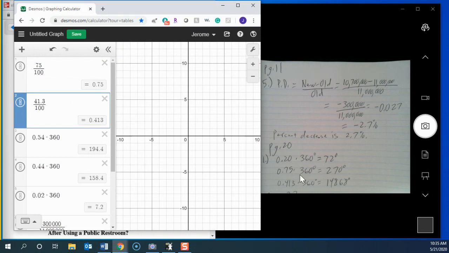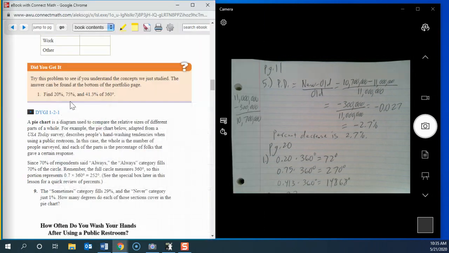Now, you could do it another way by moving your decimal 2 places to the left. Like when you saw these percentages, you could have put a decimal at the end and moved it 2 places to the left, and it would have given you the same values. Now, we're supposed to take these percentages that we changed to decimals, multiply them by 360, and it will give you your degrees. This is 72 degrees, 270 degrees, and this is 148.68 degrees. And that's all calculated in your calculator.